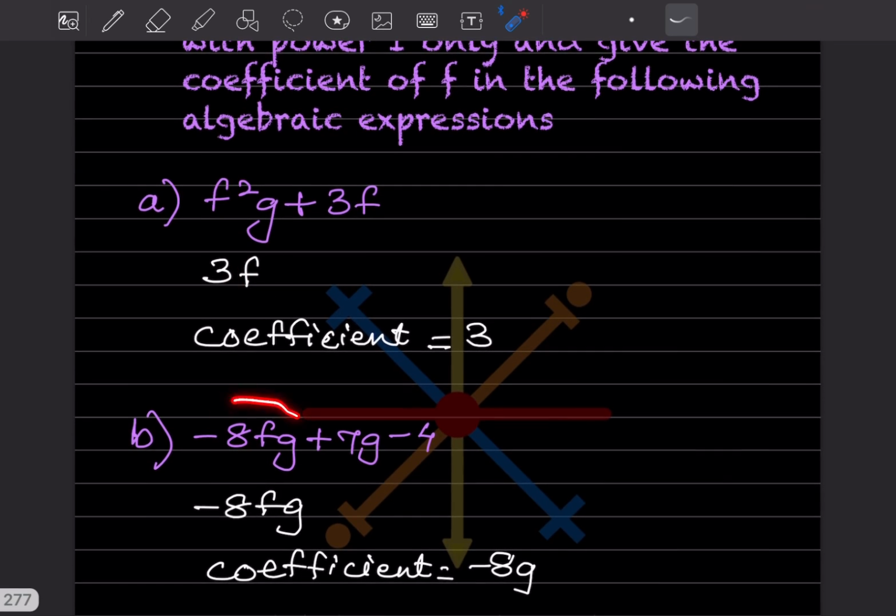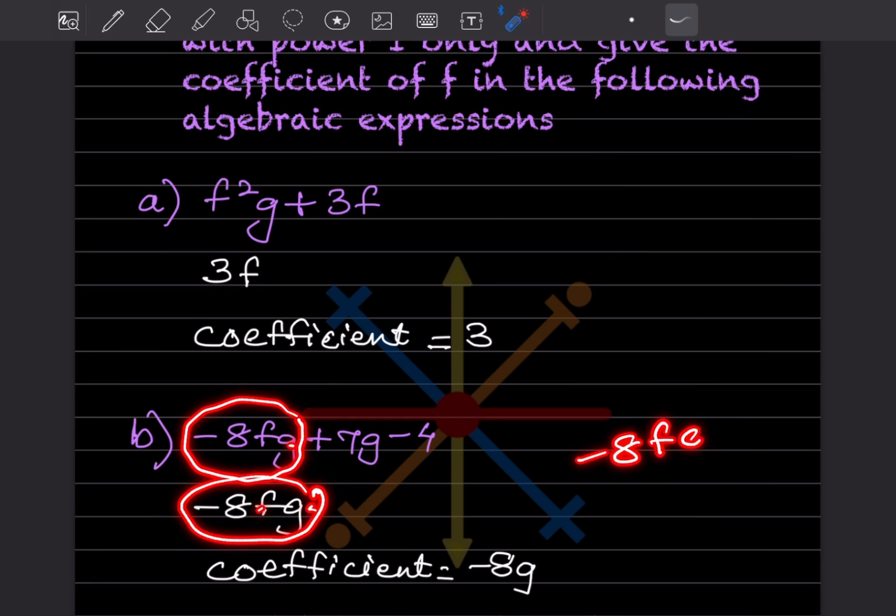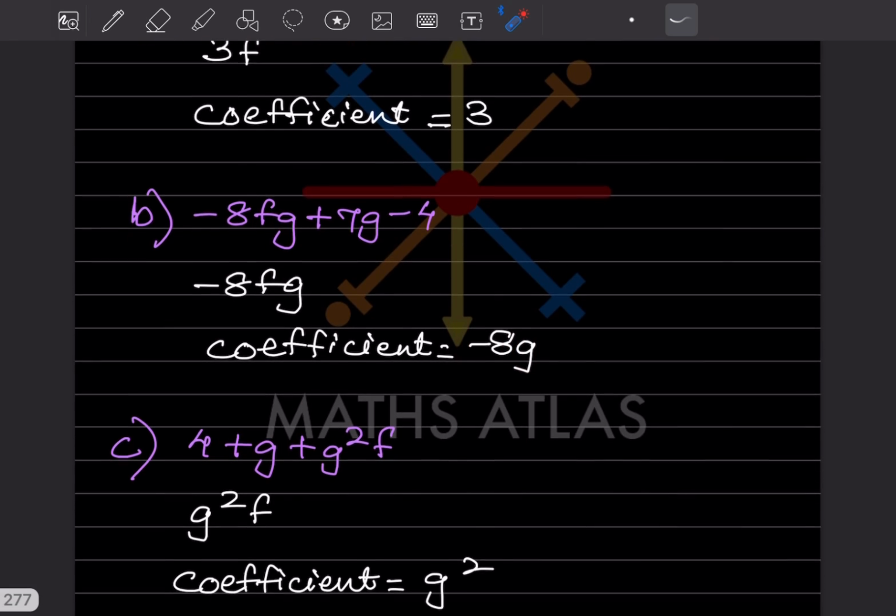Now here, can you see f over here? So we have to take the whole term together. And now what are you going to do? You are going to take the coefficient. The coefficient is, when we write minus fg, we just ignore this f, but whatever remains is minus 8 as well as the g. Many of them don't write the g. So this is the way to write.